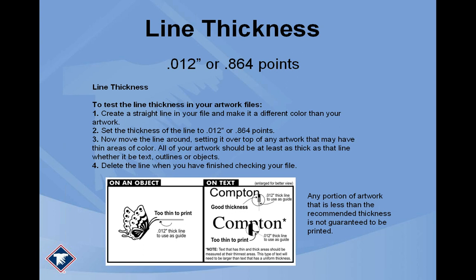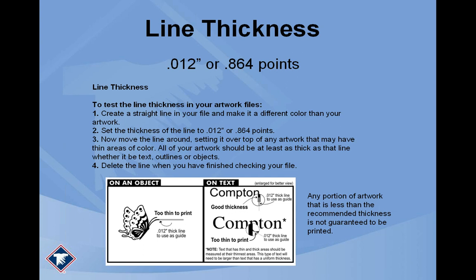So now the text on the bottom, we've done the same thing. We've made our gray reference line 0.012 inches thick, and we're comparing it to the thin part of the letter P in Compton. And lo and behold, that thin part of that letter P just doesn't barely cut it. So then you realize that, you know what, I bet you the thin parts of the letter O are probably too small. The thin parts of the letter M are probably too small.